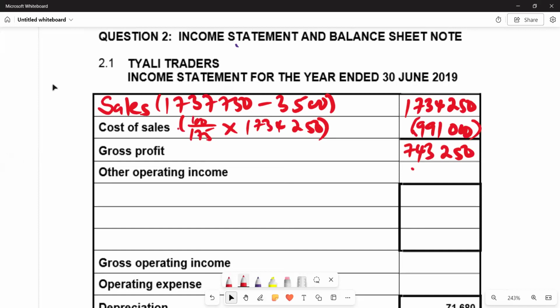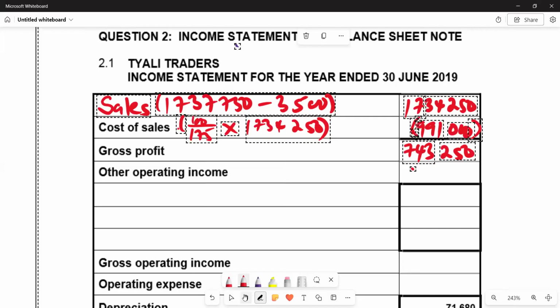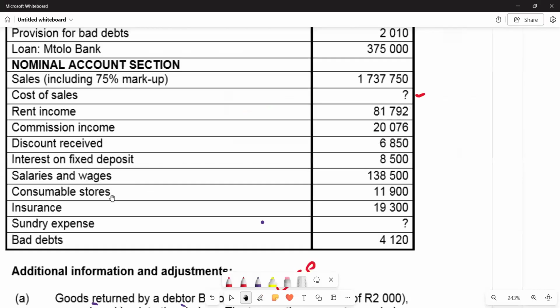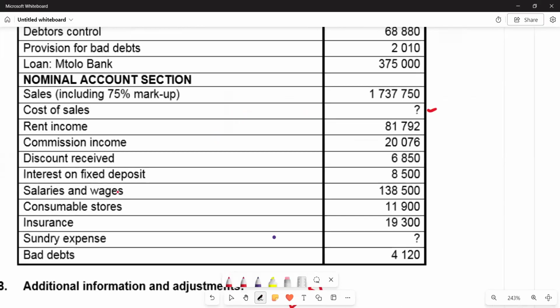So we can go to the question and try to identify the operating income that we have in the question. We go to the list of balances and say we have got our rent income, which is 81,792. This is one of the incomes. But you know that we don't have to just take the figures. When we are transferring figures to the income statement, we need to find out if the additional information and adjustments have anything affecting our rent income. But if you don't have anything affecting the item that we are looking at, we can take the figure as it is and put it in the income statement.